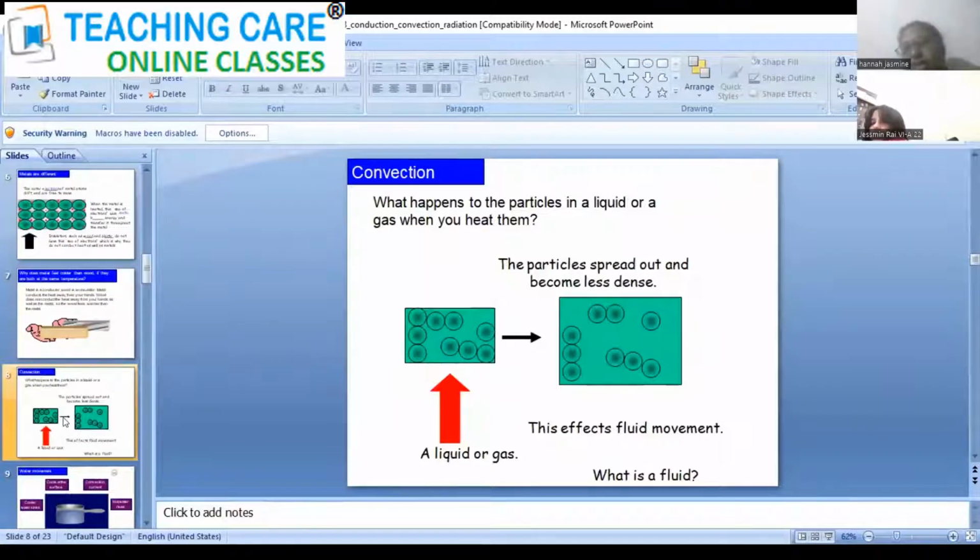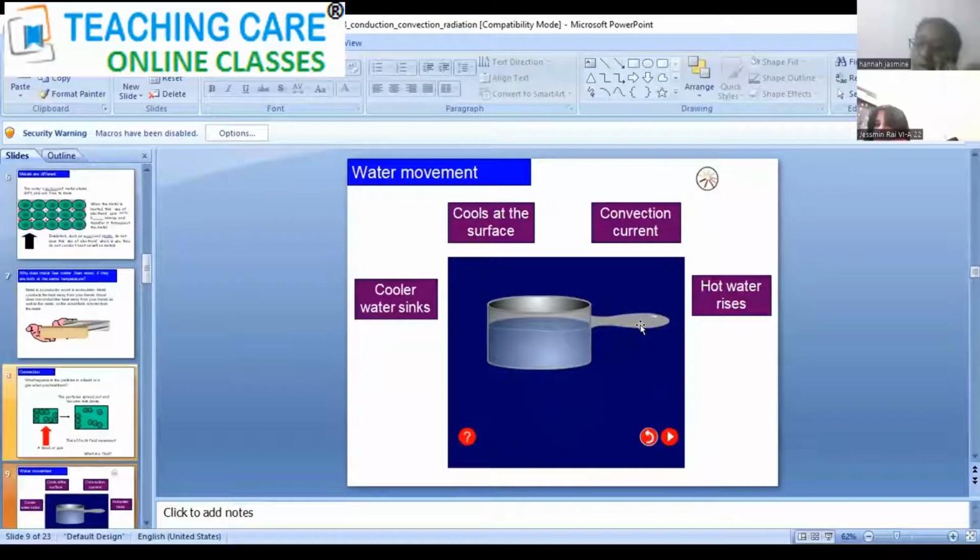Okay, the next one we are going to see is convection. What happens to particles in a liquid or a gas when you heat them? The particles become less dense. Yeah, they spread out and become less dense. Can you see the first image? It's being heated, so the particles spread out and it is not dense; it's thinner. So when you heat water, you can see the hot water rises up, isn't it? Yes, ma'am. And when the water is cooler, it sinks down.